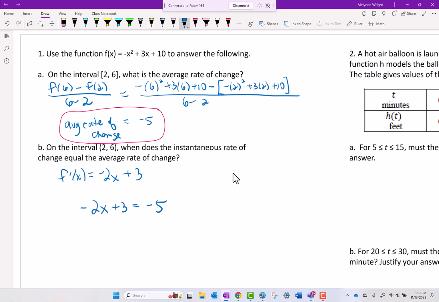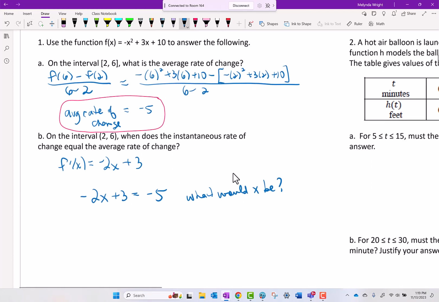And then we want to figure out, what would x be? That's my question. What would x be? That's what they want to know. What would it be if the derivative were equal to the average rate of change? So I'm simply going to solve for x. I would move my 3 over, and then I would divide by -2, and I would get 4.